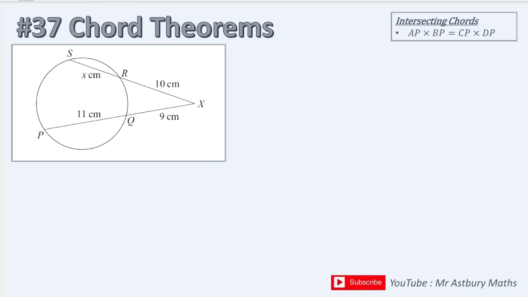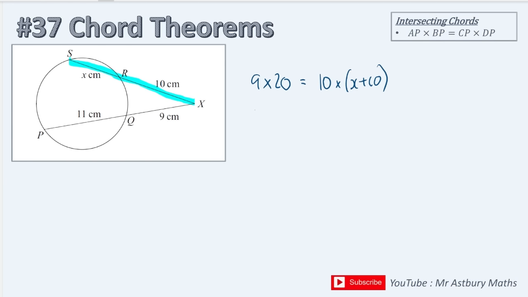Okay, now in this question, the intersection point is on the outside, but never fear, we use the same routine. So first off, this point to the intersection is 9, times by this point P all the way to the intersection, which is not 11, it's 20. And that's equal to, on the other side, this point to the intersection is 10, and then this point over here to the intersection is not x, it's x plus 10. And then we're good to solve.